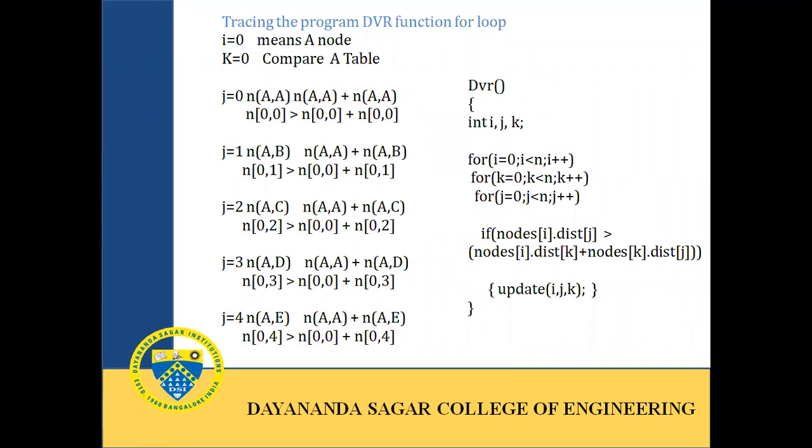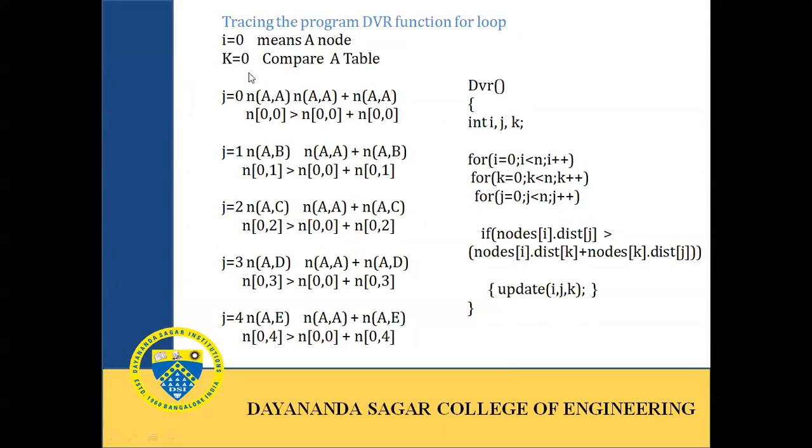Now we'll see the tracing of the distance vector function, just to understand how the I loop, the K loop, and the J loop work. So there are 3 loops in this distance vector function, and using these 3 loops, we can find the shortest path.